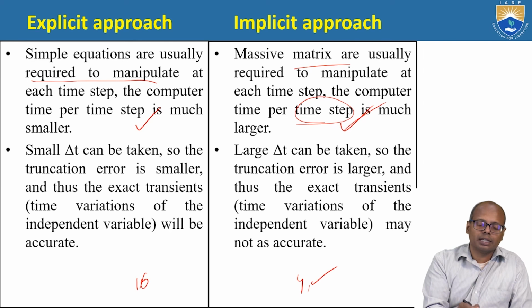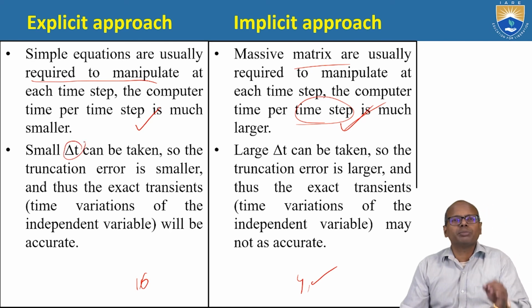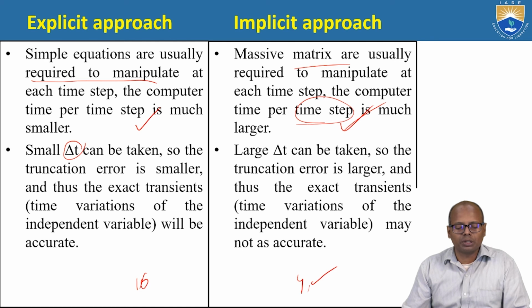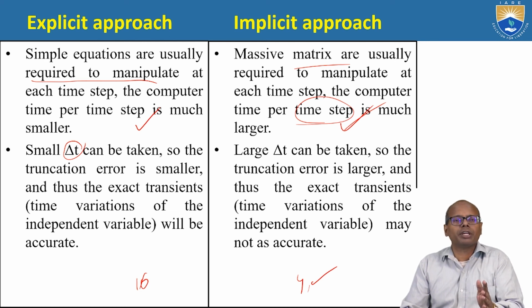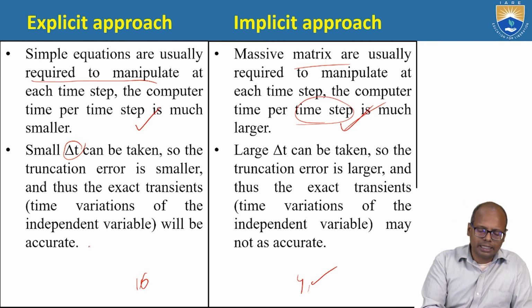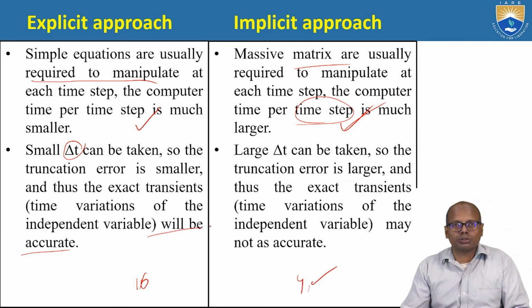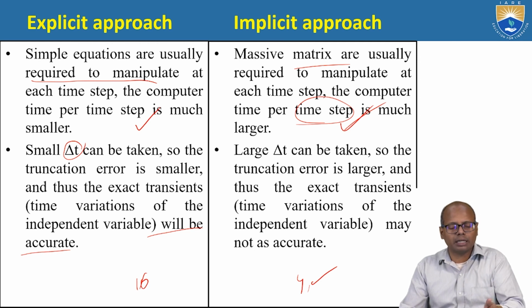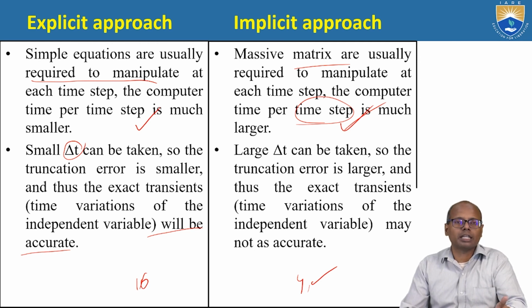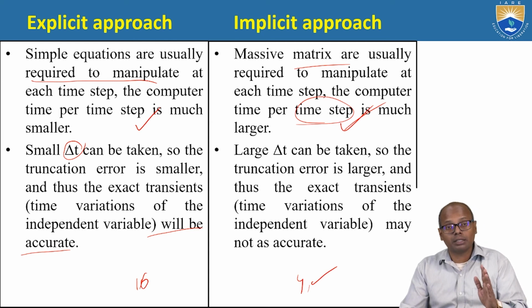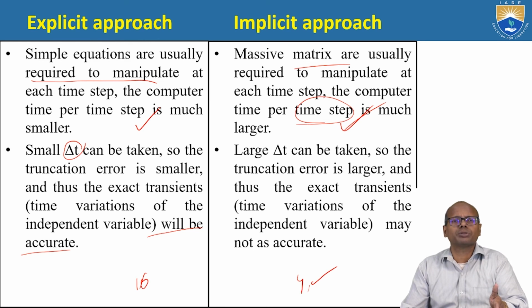Now, I said the delta t must be very small in the explicit approach. So the delta t is very small, and the truncation error is also small. So this kind of approach will give an accurate solution. The explicit approaches will give accurate solutions. If I take the truncation error small and the time step is also very small, I will get very accurate values. But the very small time steps will lead to more computational time.